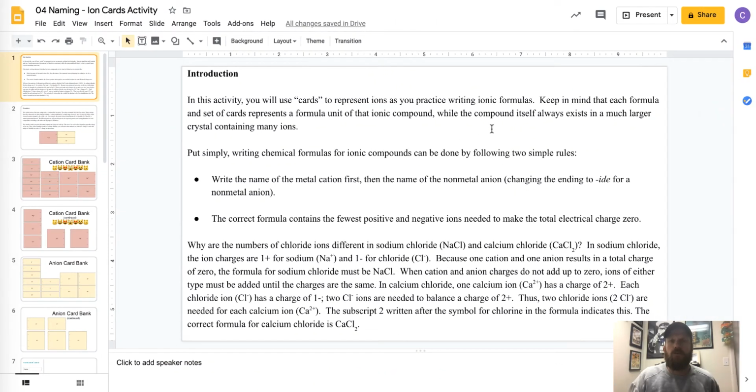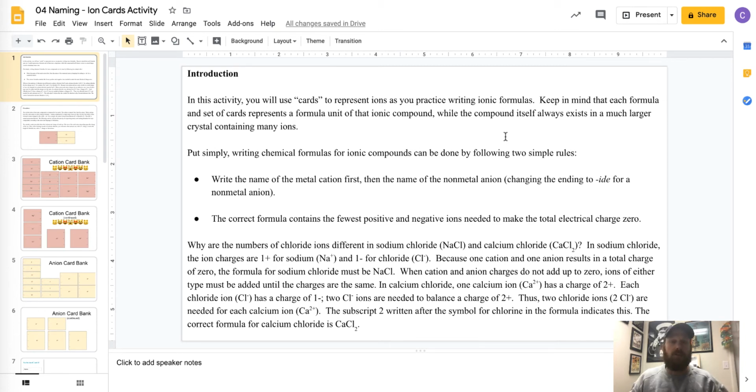This will serve as a review of naming ionic compounds and an introduction to writing the formula for ionic compounds. This Google Slides presentation contains a bunch of cards of cations and anions. We're going to use those cards to create the formulas for ionic compounds. Keep in mind that each formula and set of cards represents a formula unit of the ionic compound. The ionic compound itself would be a crystal lattice of alternating cations and anions.